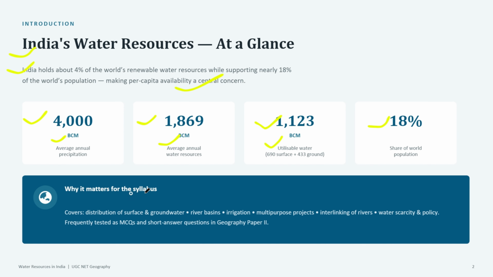Okay, why does it matter for the syllabus? It covers distribution of surface and groundwater, river basins, irrigation, multipurpose projects, interlinking of rivers, water scarcity and policy, frequently tested as MCQs and short answer questions in Geography Paper 2 in the UGC NET exam.